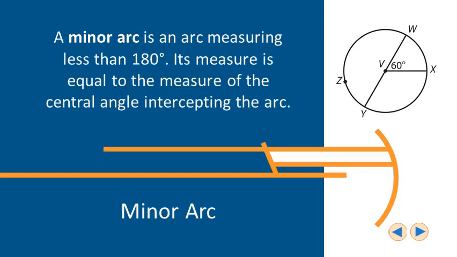So we have minor arc WX, excuse me, and we have minor arc XY. Okay, so it's got to be less than 180. So again, the semicircles, arc WY, would not be a minor arc.